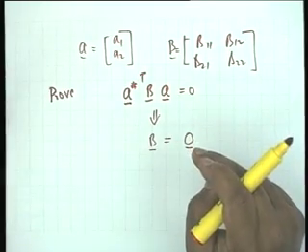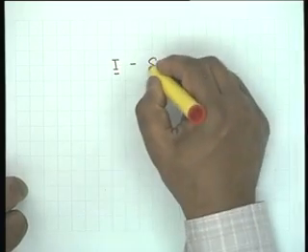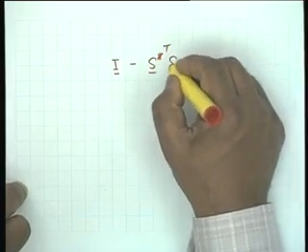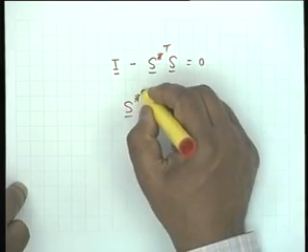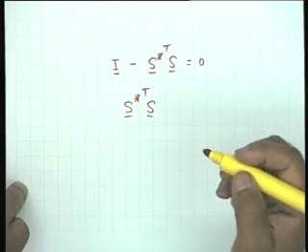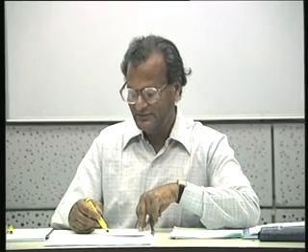Now, in our case, therefore, the result that we shall have is that I minus S star transpose S should be equal to 0. That is, S star transpose S equals I. There is a small hitch in the proof which has to strike you. There is a small point which has to strike you in the proof, and it depends on the value of B, that B is of this form.